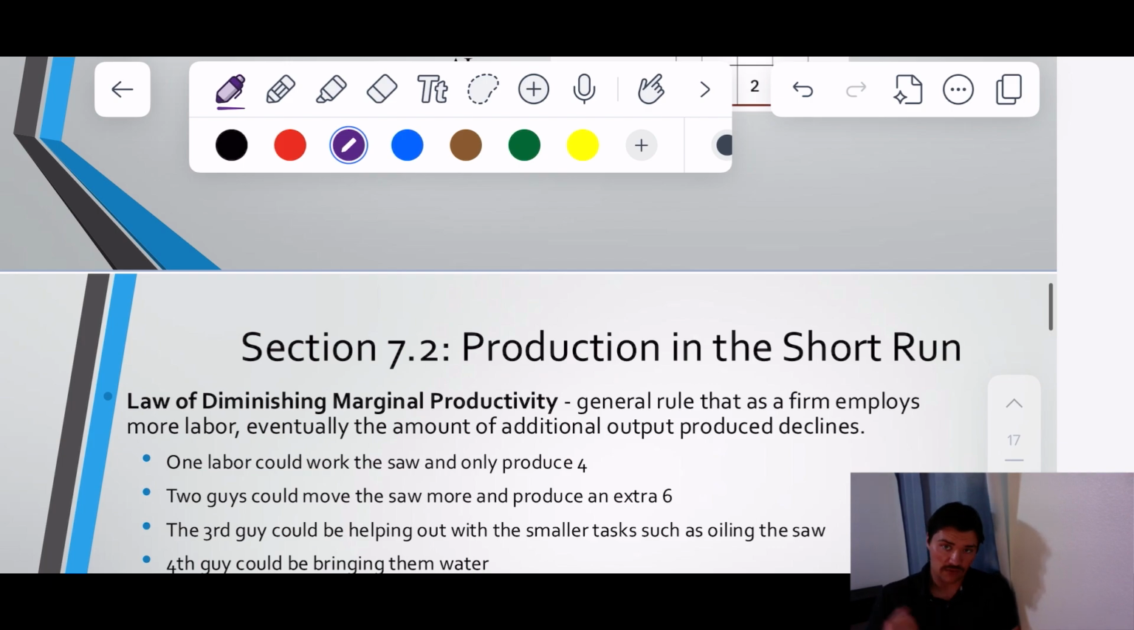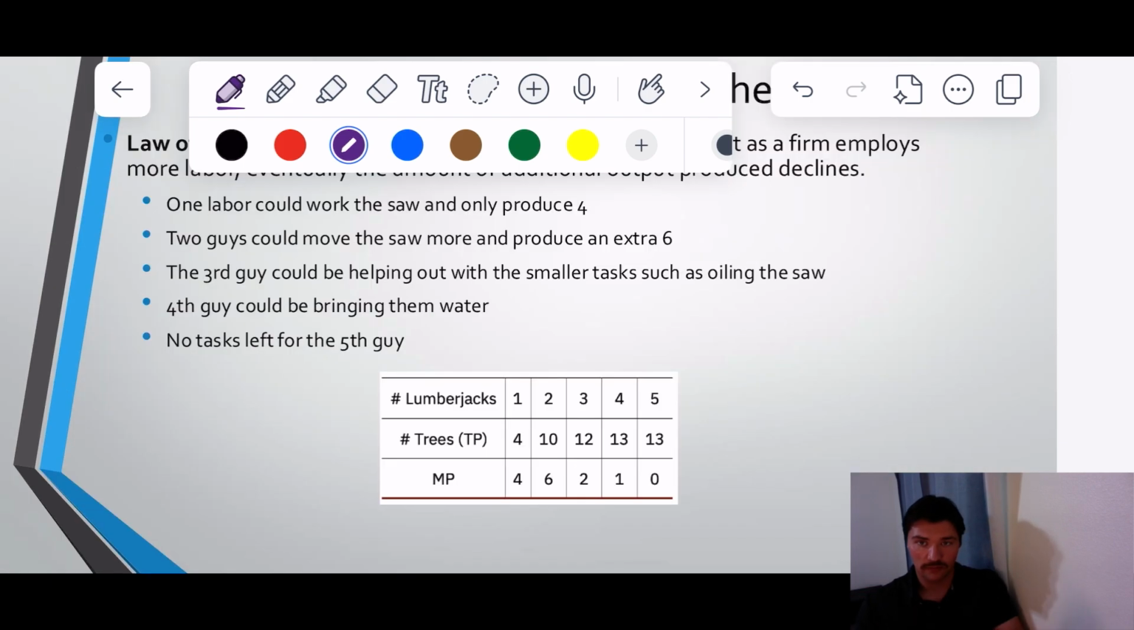The third guy, if you wanted to hire him, could be helping out with smaller tasks such as oiling the saw. That makes it easier for the other 2 laborers to produce more, so we saw an extra 2 trees because of the help that the third guy was bringing. The fourth guy could help out bringing waters, and that helps move the labor around a little better, so now we can produce an extra tree.